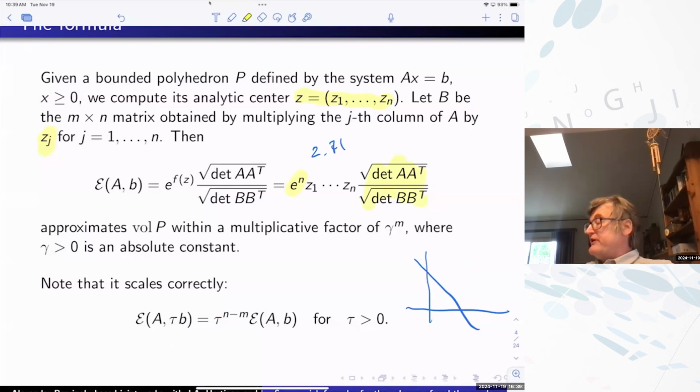So the main result, which is joint with Mark Rudelson, is that it approximates the volume with an error which is exponential in the codimension, right? So gamma is some absolute constant. And right, so that's what it says. So in particular, if the polytope, the polyhedron, is defined by a fixed number of equations, then you approximate within a constant factor and so forth.